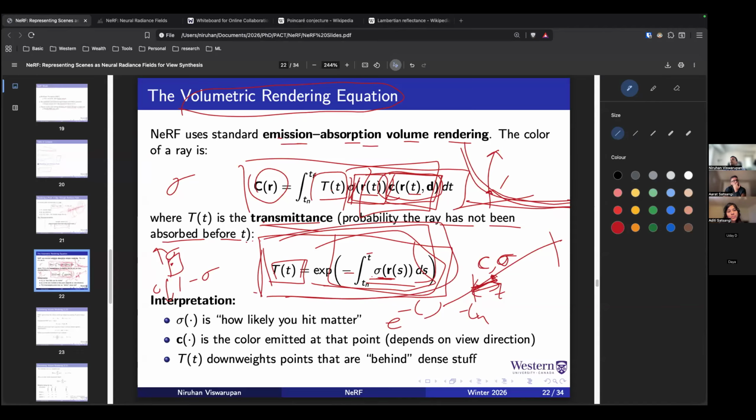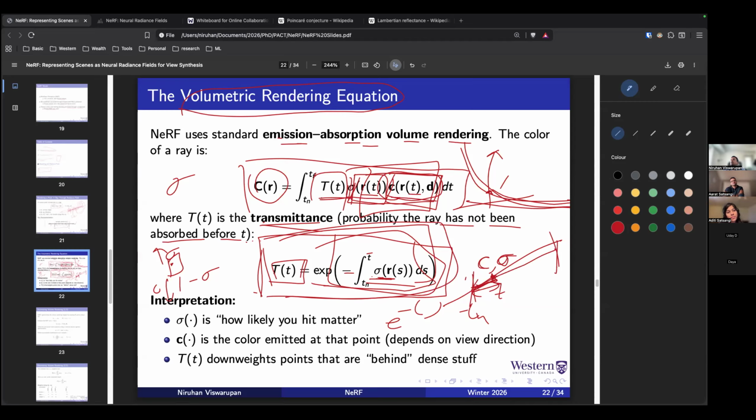Here in this, I have messed up this slide, but this is just the integration from this point to this point. What you do is you just integrate the multiplication of these three quantities: color, density, and transmittance until that point. Transmittance until that point is just how much weight you are going to give to that point.